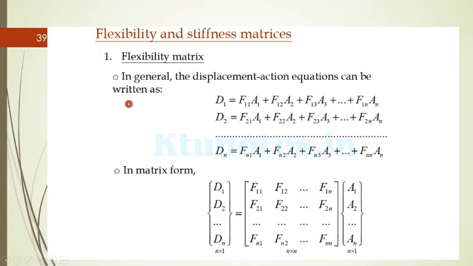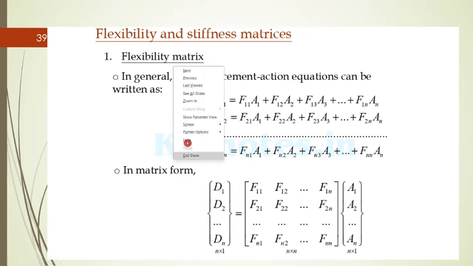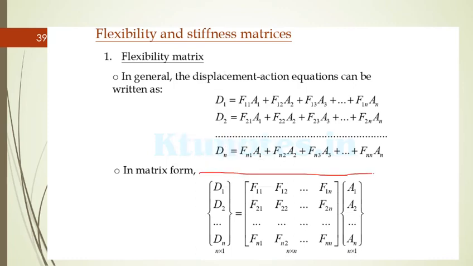So in general, in the flexibility matrix, if we have numerous actions, D1 is equal to F11 A1 plus F12 A2 up to F1n An, for n number of actions. Similarly, D can also be n displacements due to n actions. If we write this in matrix form, this is the basis of the flexibility matrix. So the flexibility matrix is the matrix which connects the displacements and the actions.